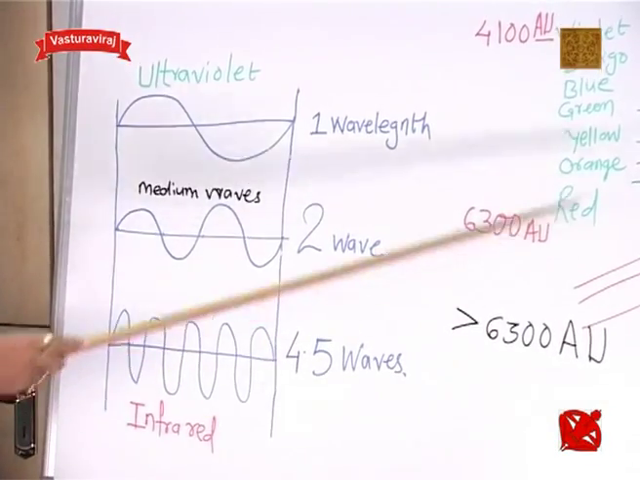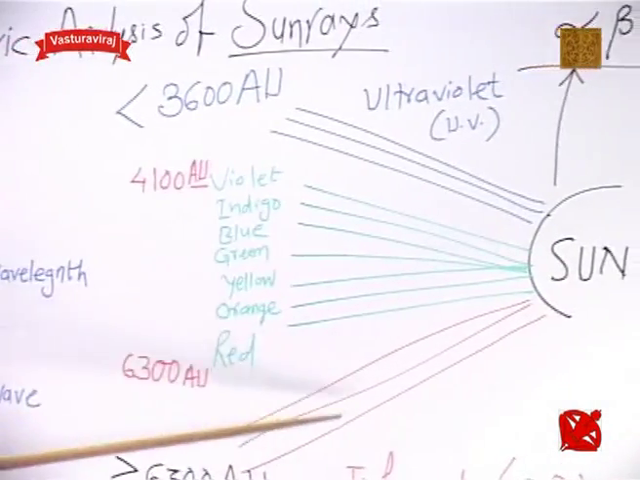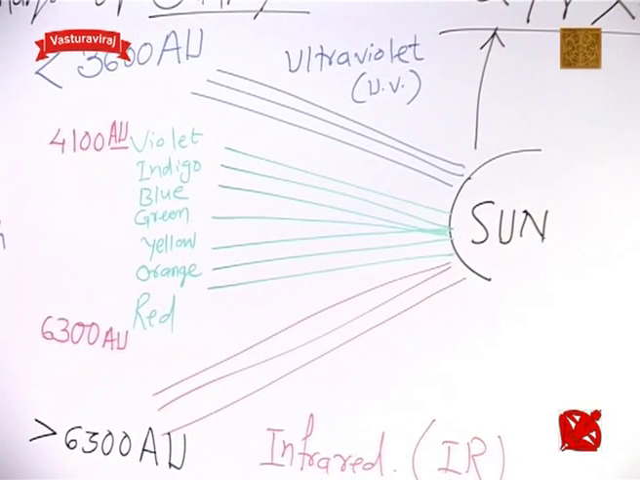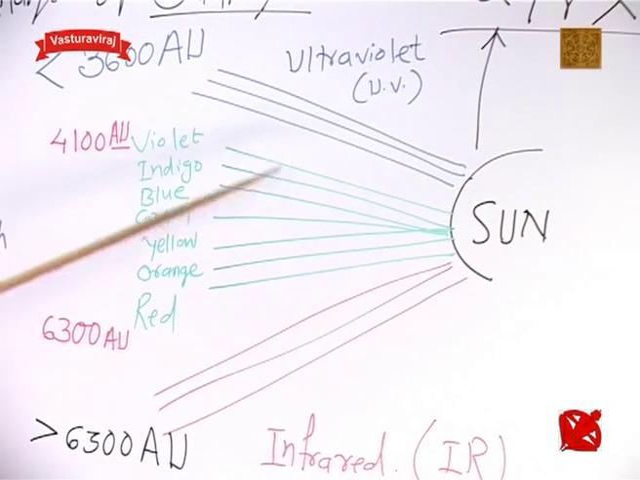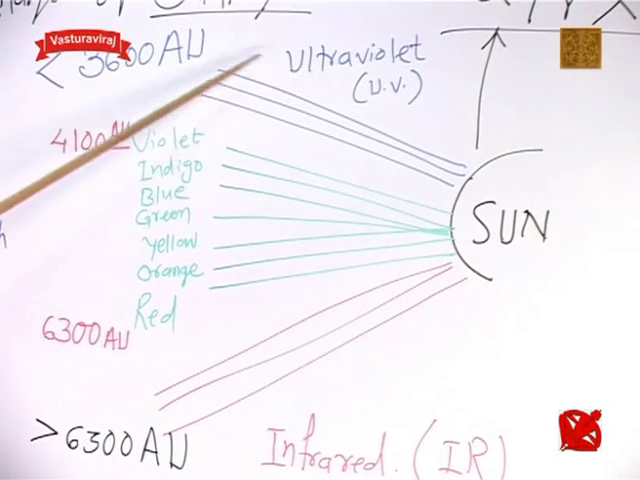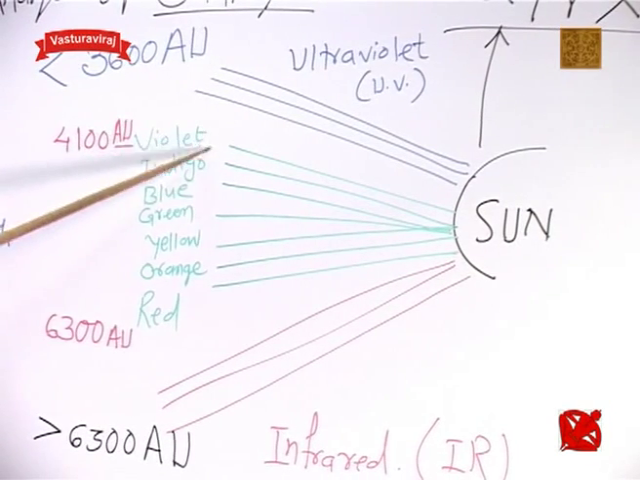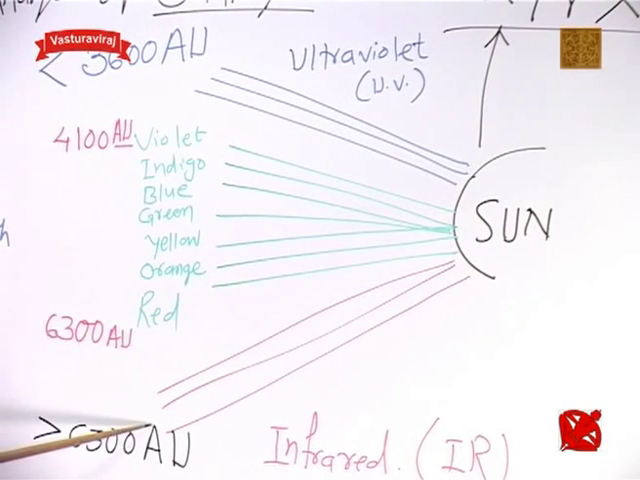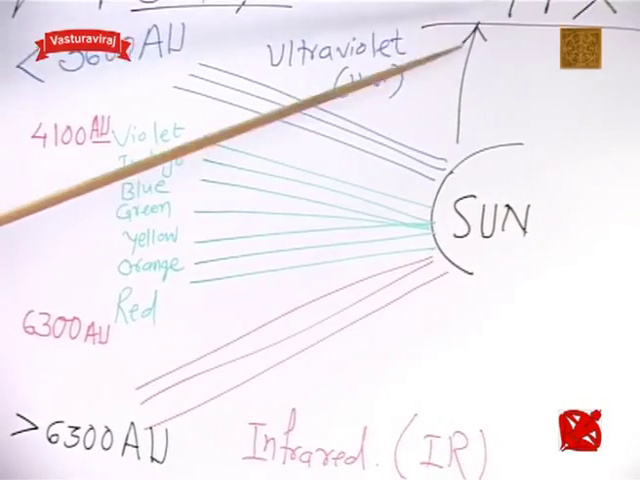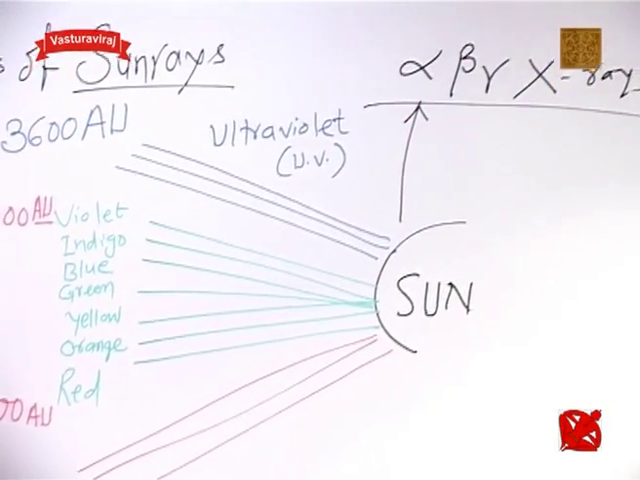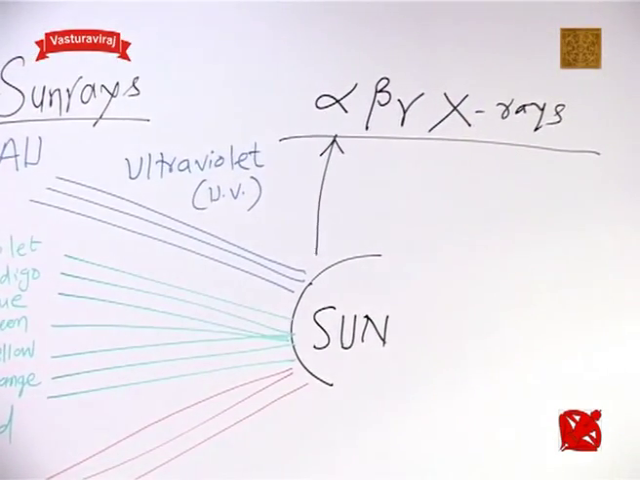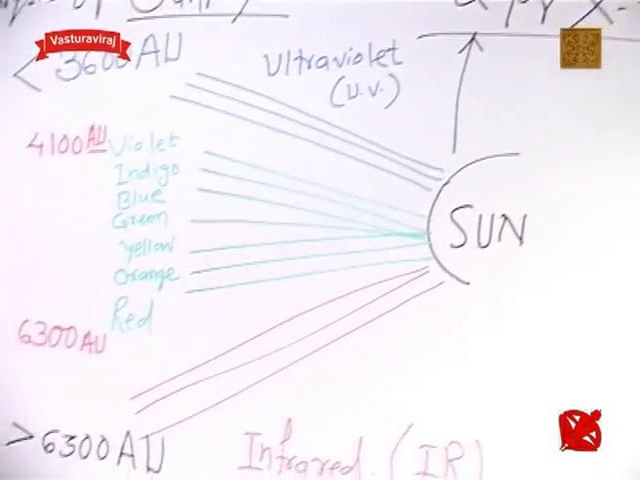Even in the case of spectrophotometric analysis of sun rays, how have we been able to differentiate them as ultraviolet rays, the 7 color band, and the infrared rays, or even the alpha, beta, gamma rays? This is all because of their wavelength characteristics.